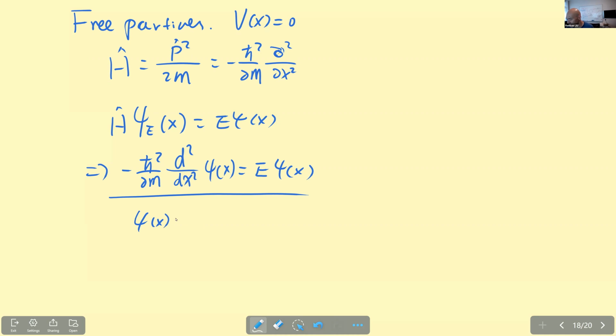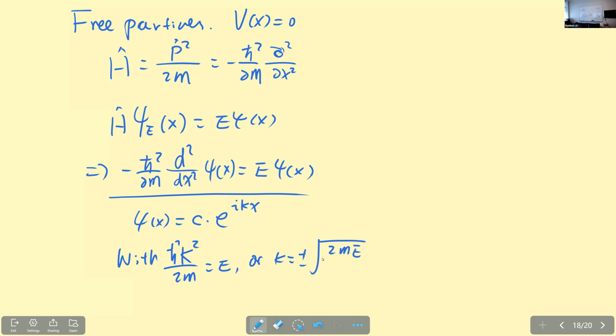square root of, actually let's say kx, with this k squared times h bar squared over 2m just equal to E. So that means k equals plus or minus the square root of 2mE over h bar squared, and this k is just the wave vector. The solution is just the plane waves, right? That's very simple.